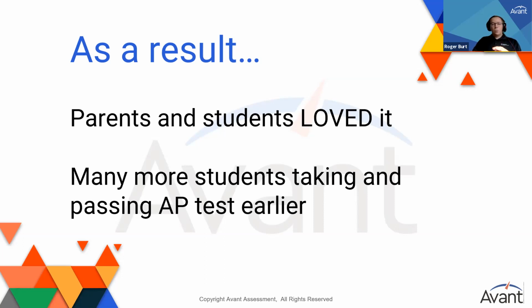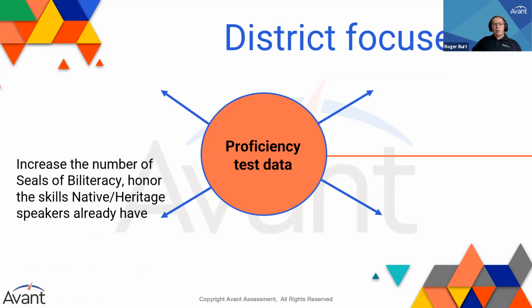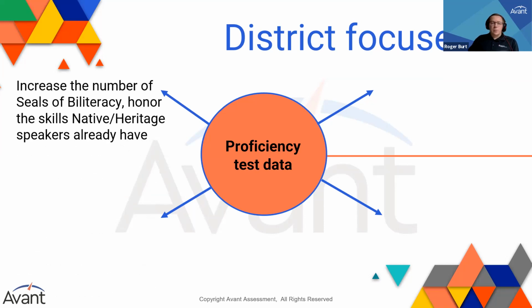So with all of this that we were doing at my school, all based on STAMP test data, as a district now, we could focus on 4 specific areas, all based on proficiency test data. So the first area of focus was increasing the number of Seals of Biliteracy, including honoring the skills native and heritage speakers already have. So Bonnie, my district supervisor, worked up an announcement and sent it to all of the language teachers to be read over the morning announcements.